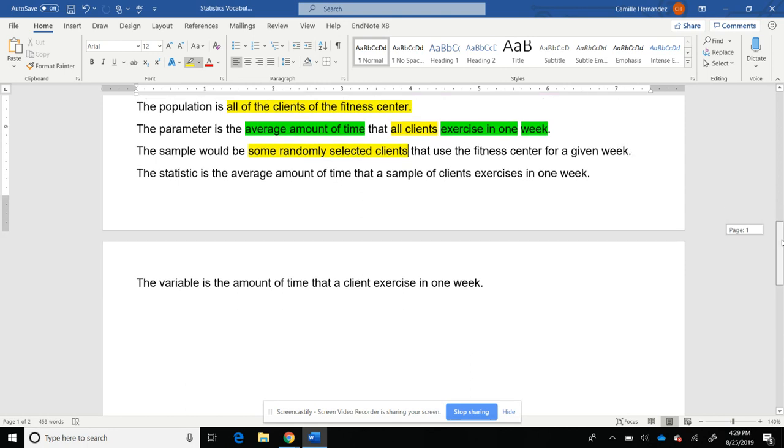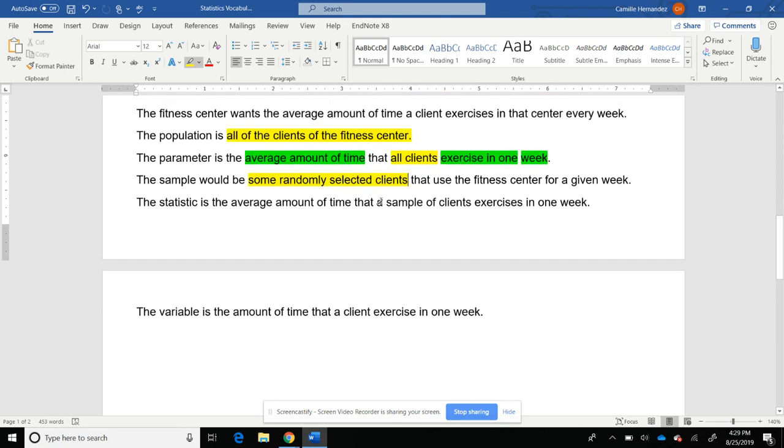So the statistic is, again, I'm getting that sample of my clients, but I'm taking it a step further. I want to know the average amount of time that they exercise in 1 week. Very, very similar to the parameter. And that's the case, that your parameter and your statistic should almost be identical. The only thing that's different is all for the parameter and a sample for the client. That's it. Parameter is everybody, statistic is just part of it.